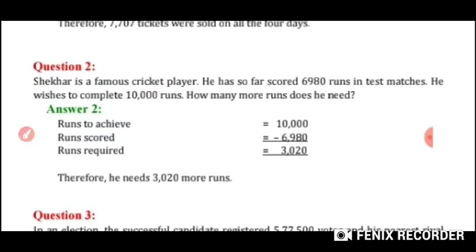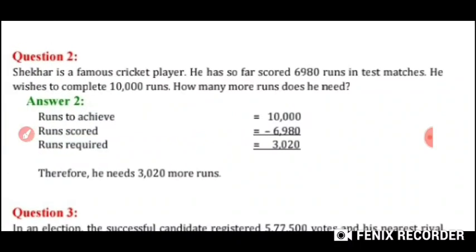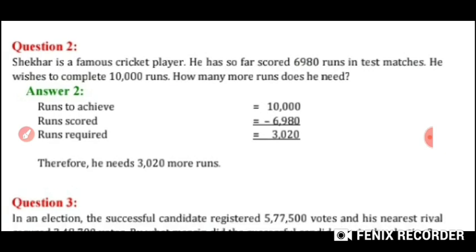Then another example. Shekhar is a famous cricket player. He has so far scored 6,980 runs in test matches. He wished to complete 10,000 runs. How many more runs does he need? The runs to achieve: how many runs is he planning to achieve? 10,000.